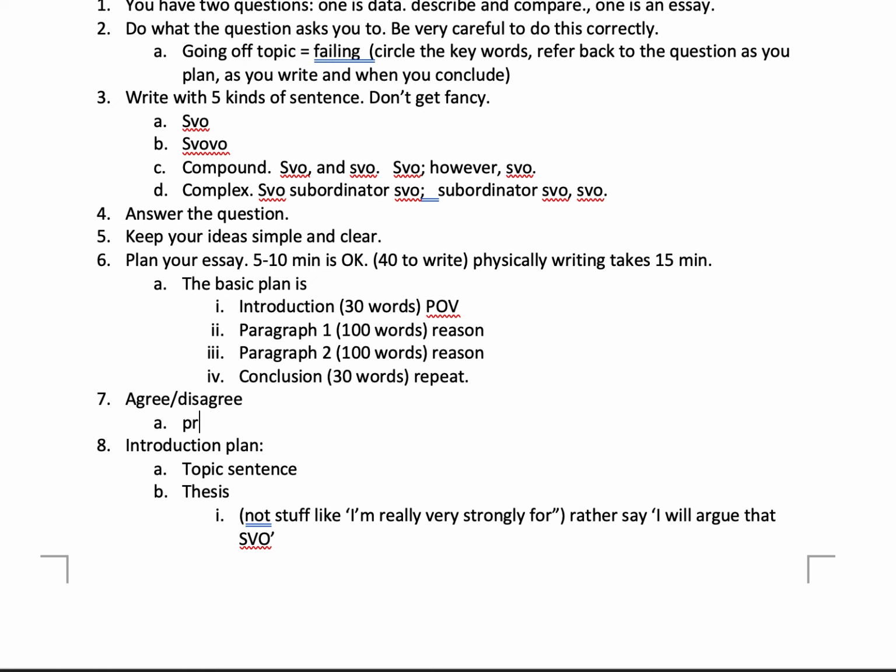We have problem, solution. An easy way to do that is to do problem here and solution here. That's one way. The other way is to go problem, solution, problem, solution. When I say problem, it's going to be like a detail of that situation. So why is there air pollution? This is one reason, that's one reason. What's the solution? What's the solution? That's another way to do it.